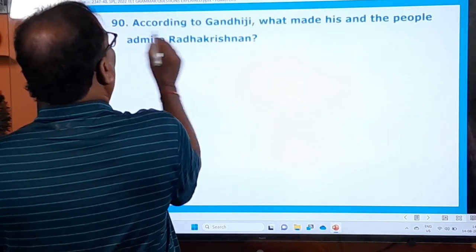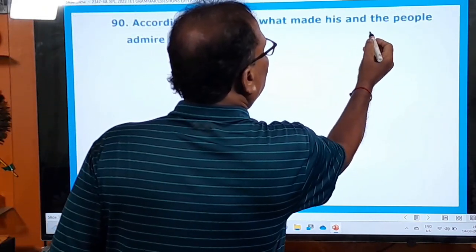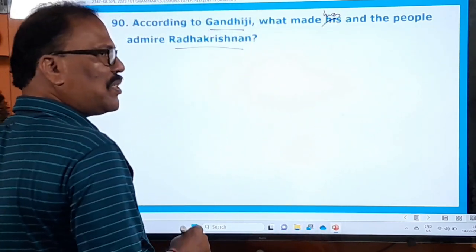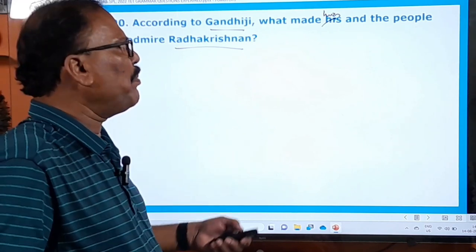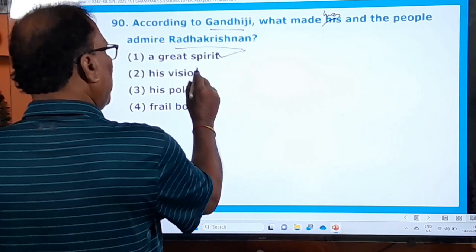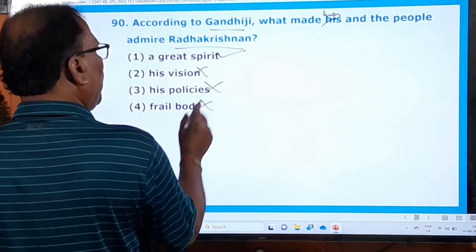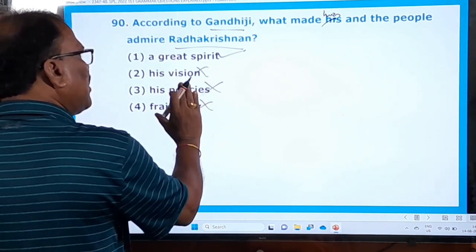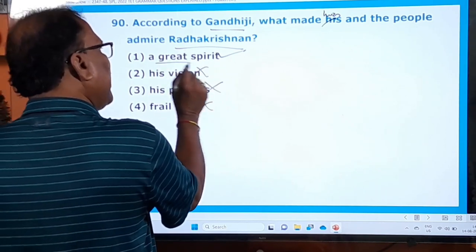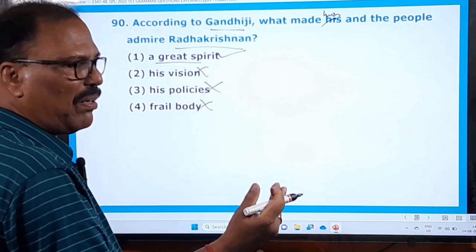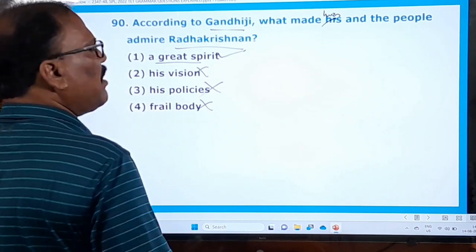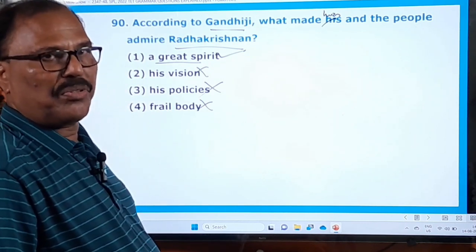Now, the 90th one: according to Gandhiji, what made him and the people admire Radhakrishnan? Four options are given: a great spirit is the right one, his vision, his policies, his frail body. These are not the things that made people admire him, but only his great spirit made the people admire him. Okay, this is about this question paper, TET-II Paper 2, 2022.